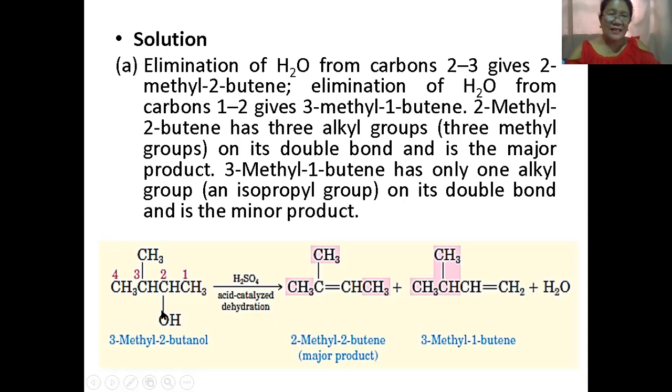Then the other one, which is the other adjacent carbon. One hydrogen is taken and combines with the OH, and this will form 3-methyl-1-butene, which has fewer alkyl groups. So therefore, this one is the major product rather than this.